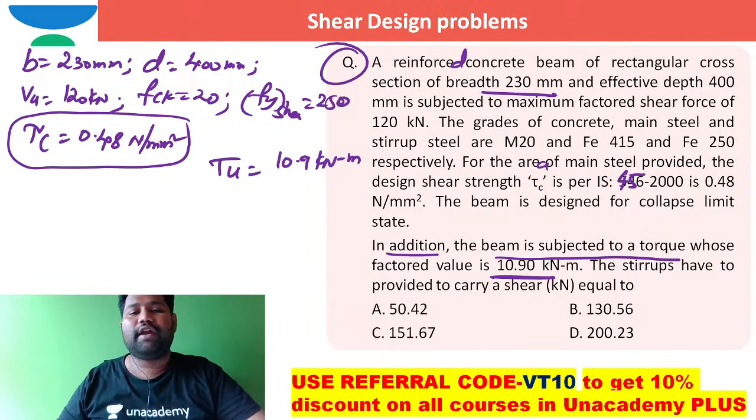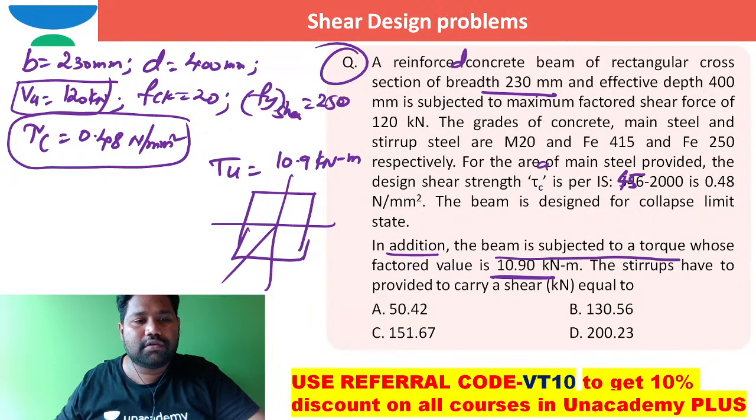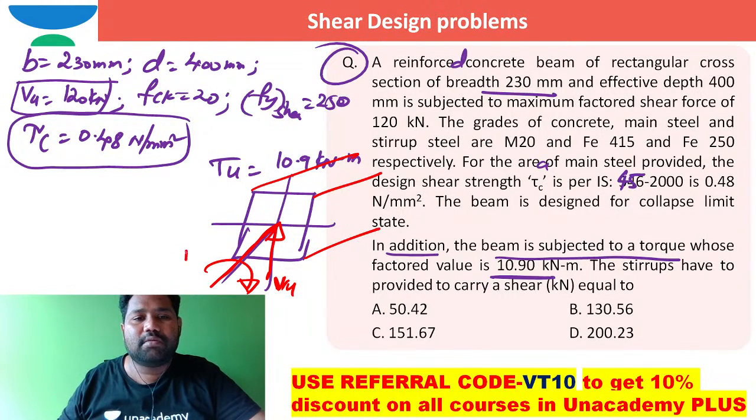In addition to this shear force, if this is the cross section, the cross section is subjected to a shear force V, and this cross section is also subjected to a torsional moment. Torsional moment is always about the polar axis of the cross section. This is the polar axis of the cross section. I can say this is a torsional moment.